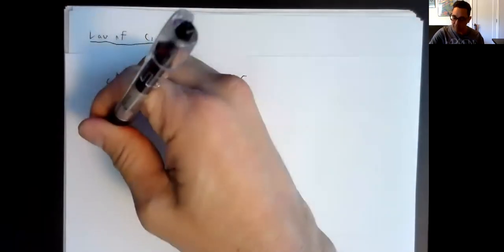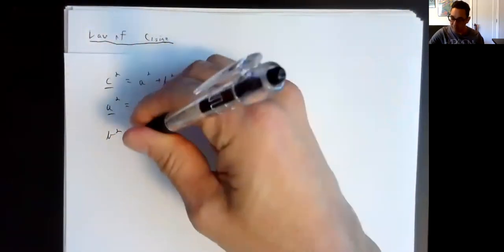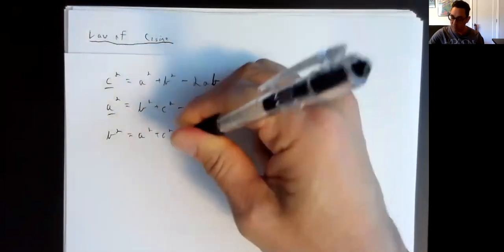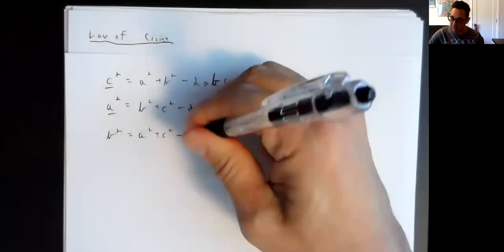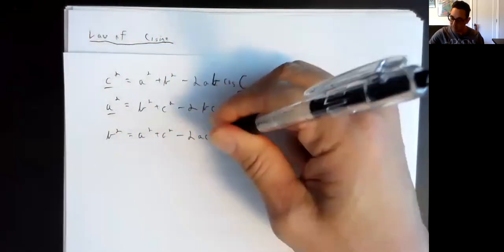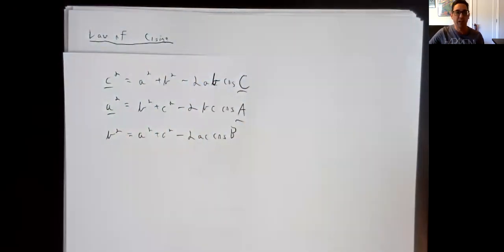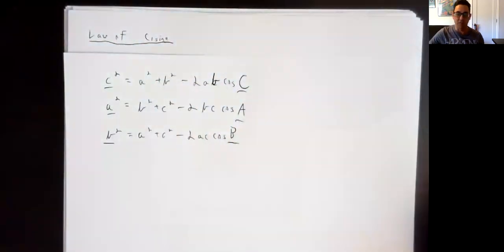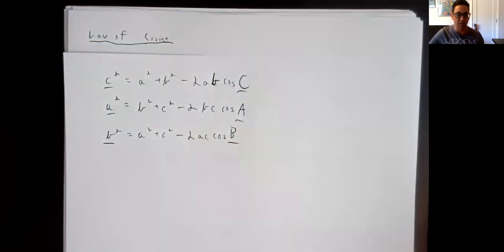And of course, you could do it again if you're missing side B. It's B squared equals the other two sides, A squared plus C squared, minus those two sides again, 2 times those two sides, times cosine of, bookends are the same, B. So you'll see sometimes 3 different versions of the law of cosines. They're all kind of the same thing. It's just keeping in mind that the partners are at the ends. They're across from each other.